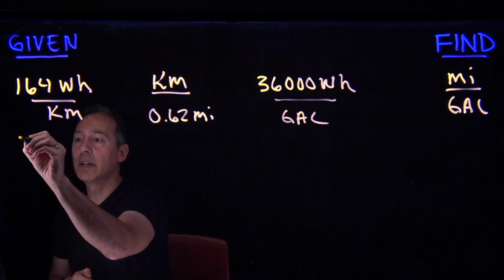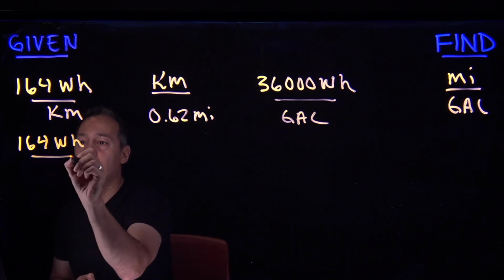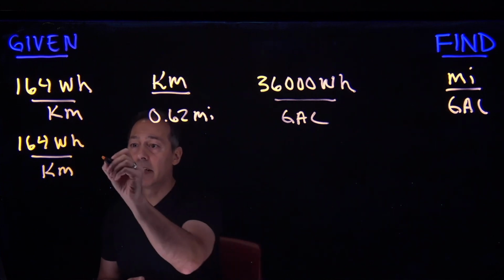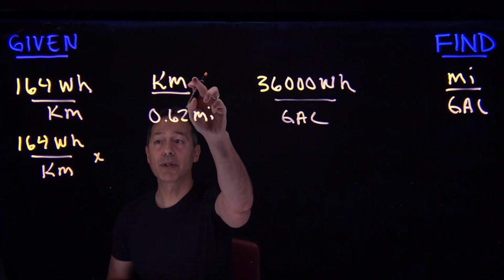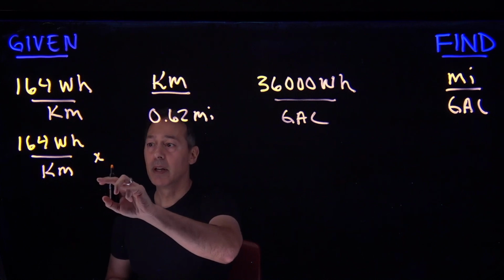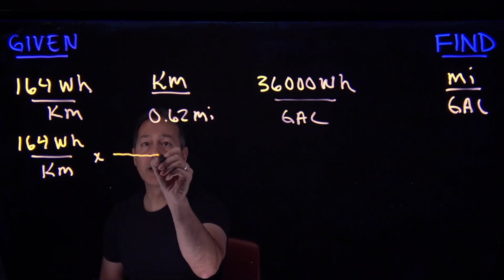So 164 watt hours per kilometer. And then I'm going to try using my conversions here. So I've got kilometers here, and that's on the top, and I've got kilometers here on the bottom. And so those will cancel out. So I don't think I have to manipulate this. I can just put that in as it is.